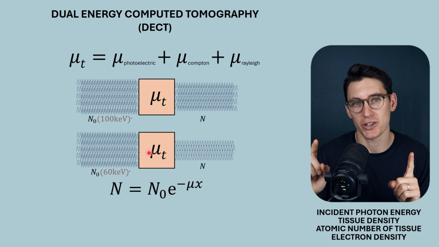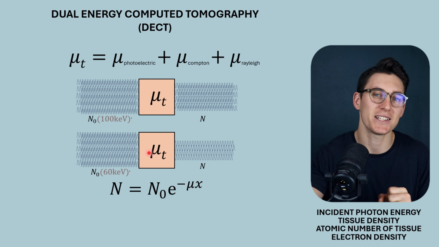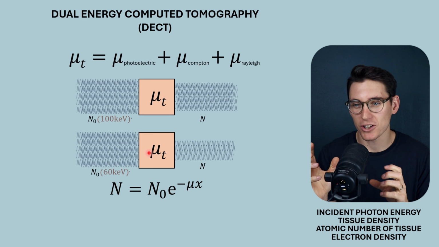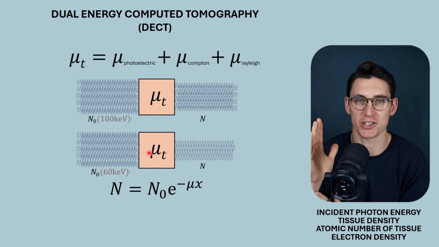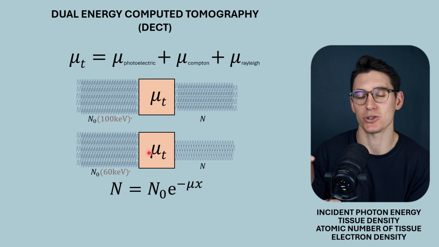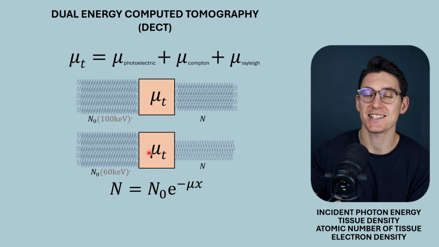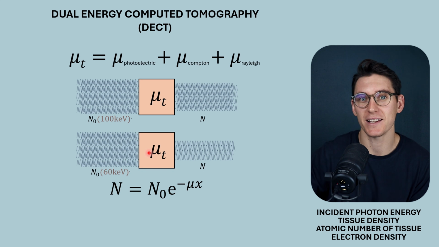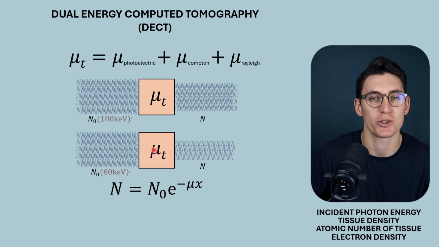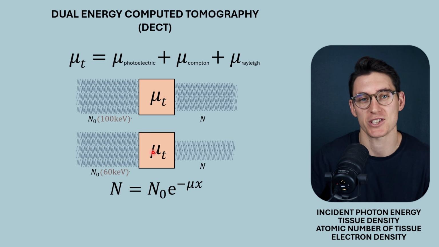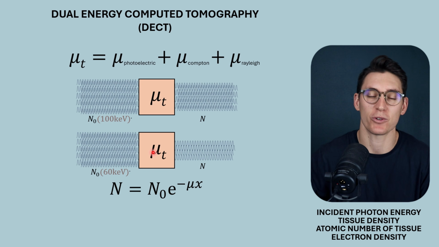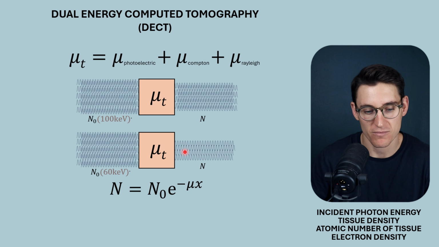Linear attenuation coefficient is dependent on incident photon energy. We can't say that all bone has X linear attenuation coefficient without knowing what the incident photon energy is. The higher the incident photon energy, the lower the linear attenuation coefficient for each tissue is going to be. And that happens for every tissue. We get a drop off in linear attenuation coefficient as the incident photon energy increases.